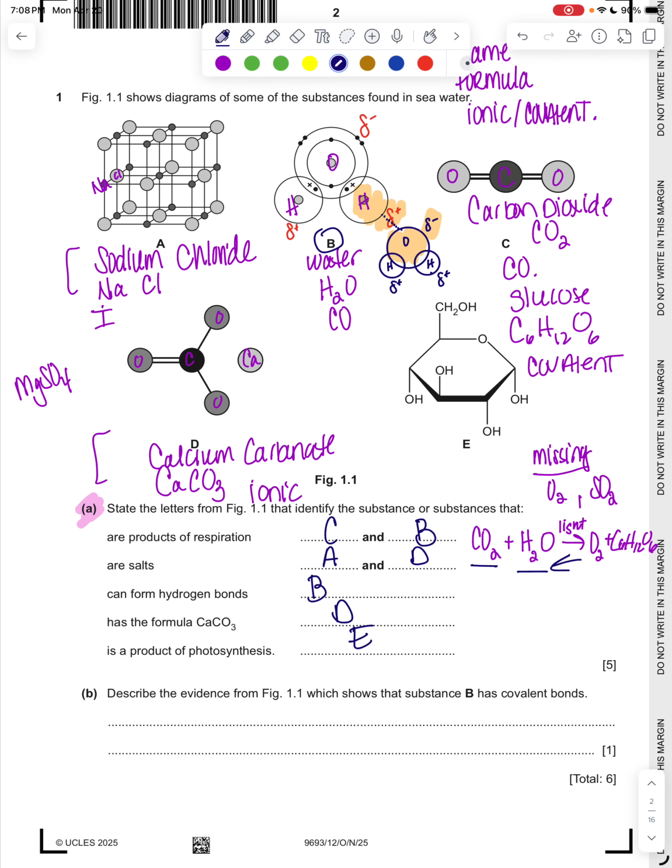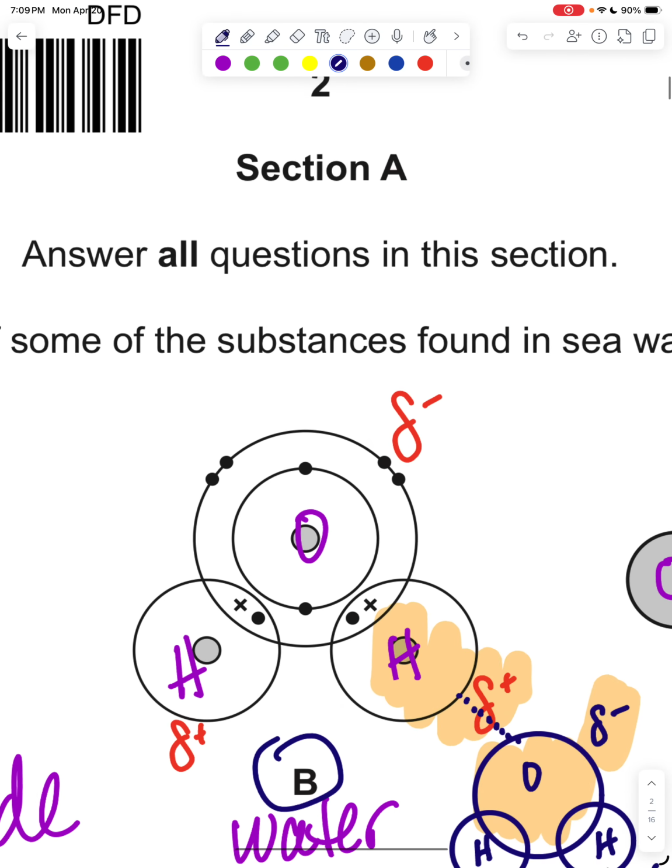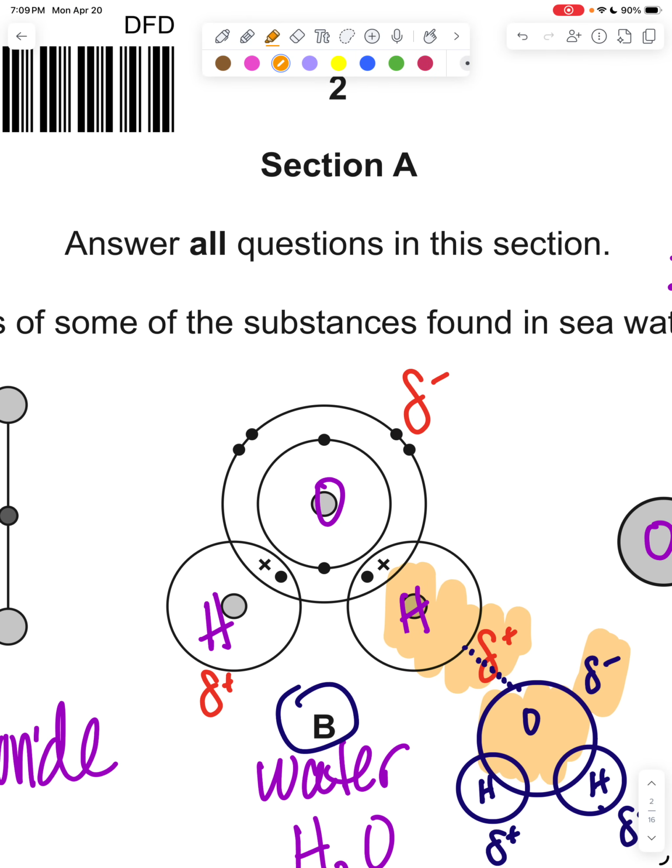Describe the evidence from figure 1.1 that shows that the substance has covalent bonds, so sharing electrons. And the thing we need to look for, this is in section 1.1 of the syllabus, they talk about this overlapping of orbitals. So we need to see the shell overlap right here. That is showing that they're sharing electrons. The way that they did this is the electrons that are coming from oxygen are just these black dots.